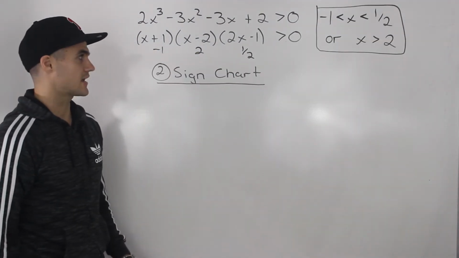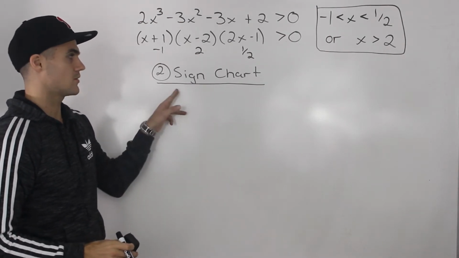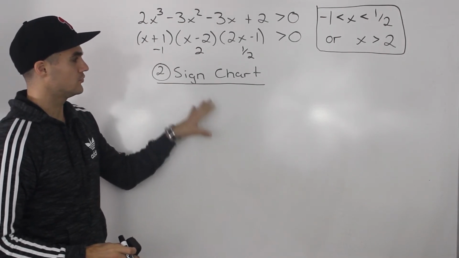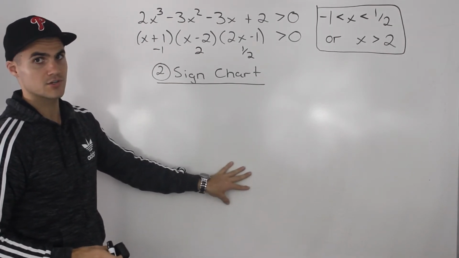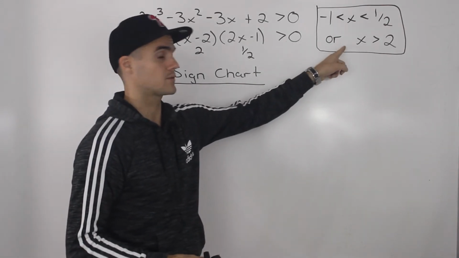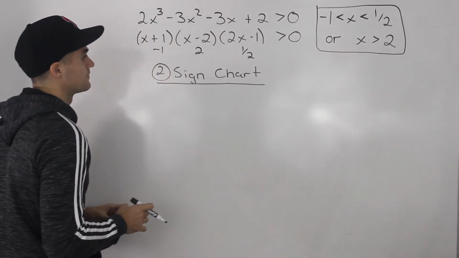Now let's move on to the second way to solve this polynomial inequality, and this is going to be sort of new, so we can do it with something called a sign chart. So we'll do it this way, and then we'll compare the answer that we get with the sign chart with the answer that we got the first way by graphing, and hopefully the answers will be the same.